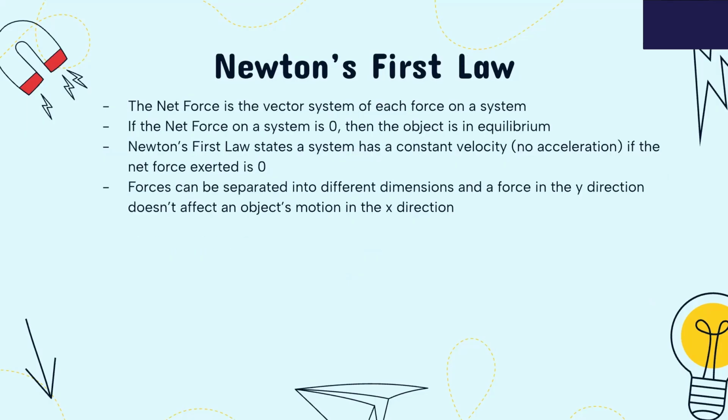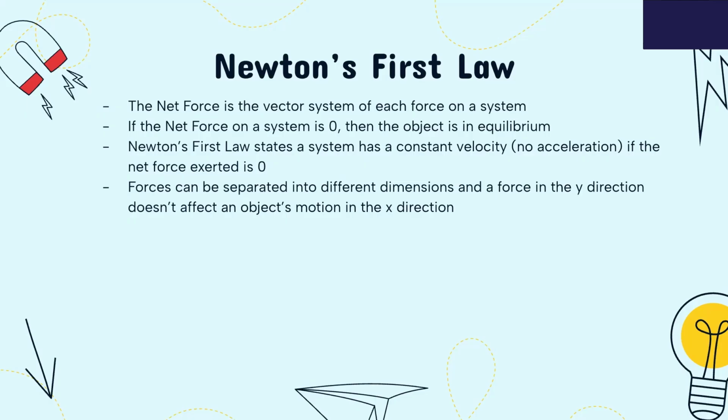Okay, now on to Newton's first law. The net force on a system is the vector sum of each force on the system. I made a typo. It's not the vector system, it's the vector sum of each force on a system. And if the net force on a system is zero, then the object must be in equilibrium. That means there's no acceleration. Essentially, Newton's first law implies that a system has a constant velocity and no acceleration if the net force exerted on the system is zero.